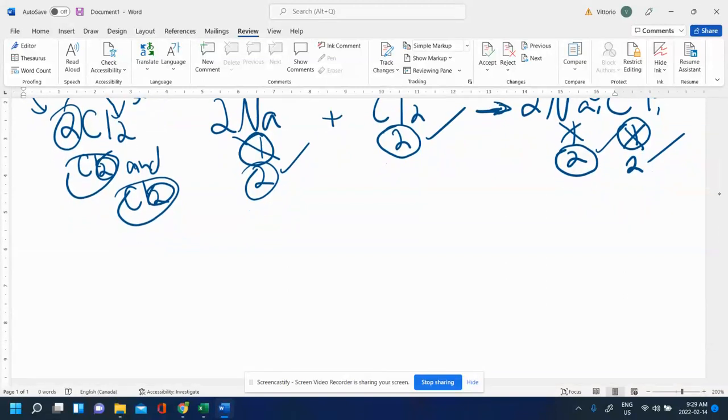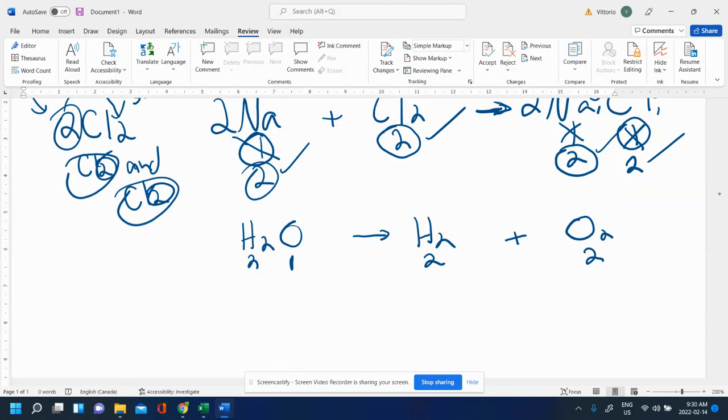We'll try another example. Let's do H2O decomposes to form H2 plus O2. Always start by counting the number of atoms you have on both sides. Let's take a look at our hydrogens first. We have 2 hydrogens, and for our oxygen we have 1, because there's no number written next to it, so that means 1. On the right side we have 2 hydrogens and 2 oxygens.